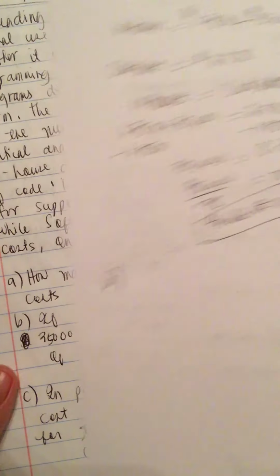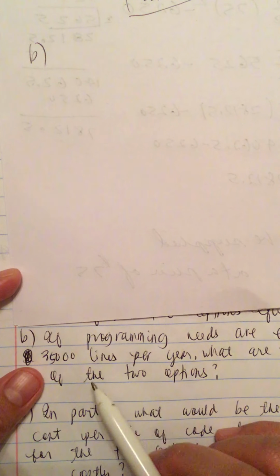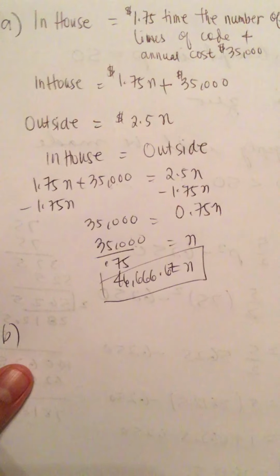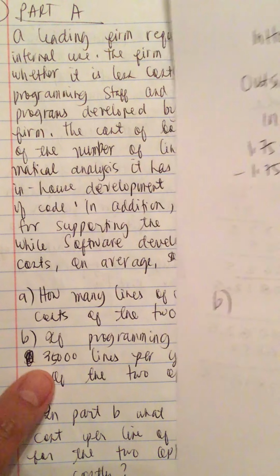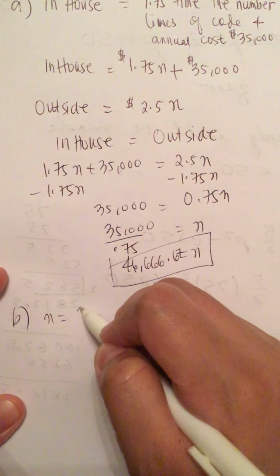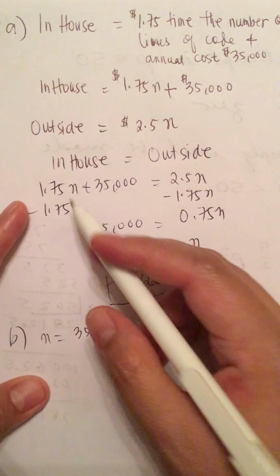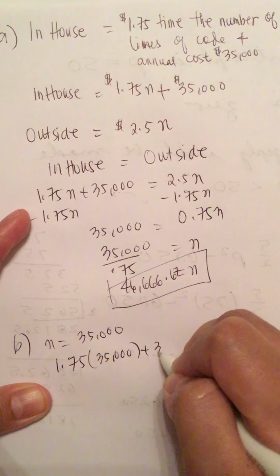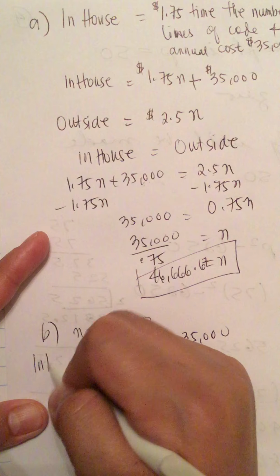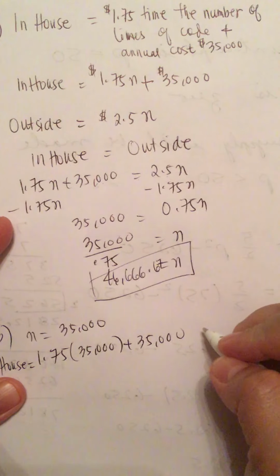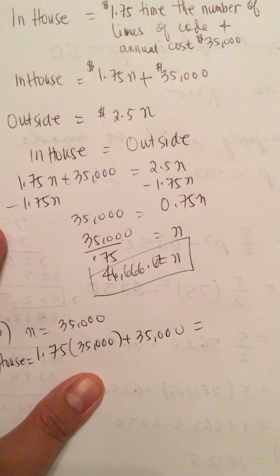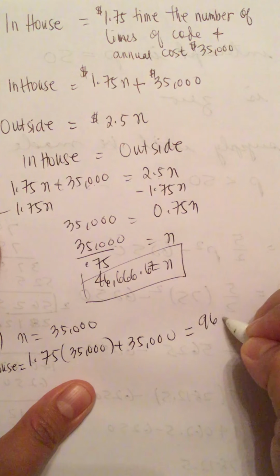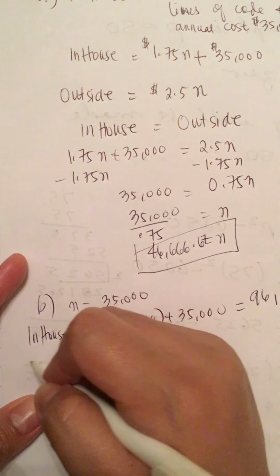Now B. If programming needs are estimated at 35,000 lines per year, what are the costs of the two options? So we plug in n is equal to 35,000 into the function. So 1.75 times 35,000 plus 35,000. This is in-house. So this is equal to 35,000 times 1.75 plus 35,000, which is equal to 96,250.